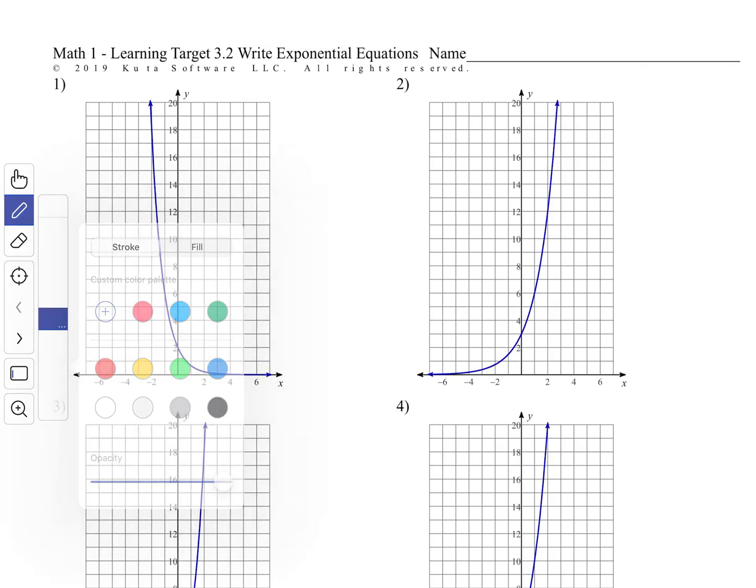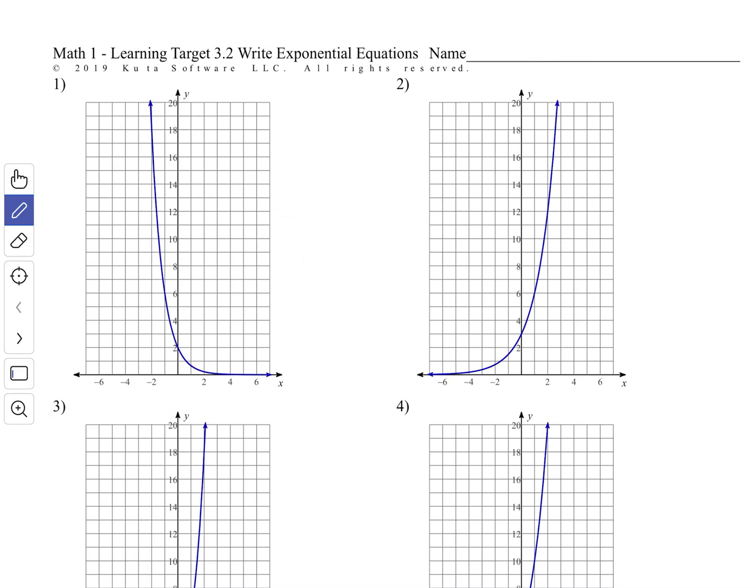Alright guys, here we are. So now we are going to write the exponential equation given the graph.